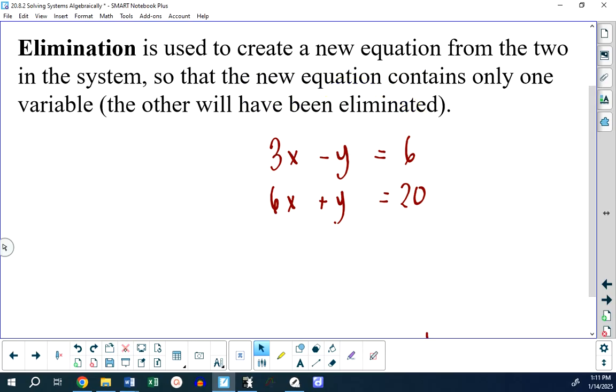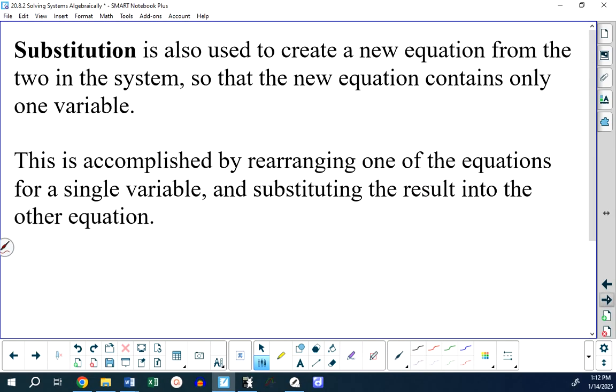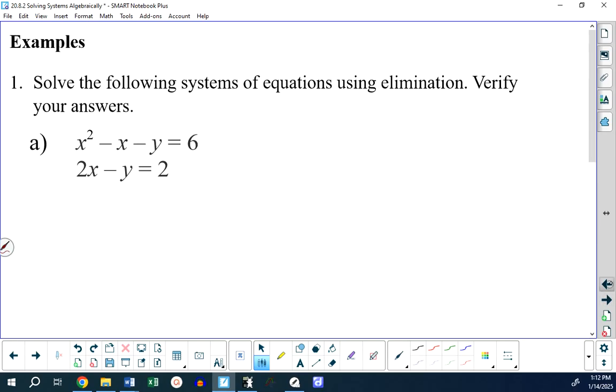You'll notice that things are organized. Things are stacked so the x's are on top of the x's, the y's are on top of the y's, and numbers are on top of the numbers. And by the way, you could have written this system this way. All that is important is everything is aligned smartly, right? So I think that's the first order of business, particularly when you're solving something using elimination.